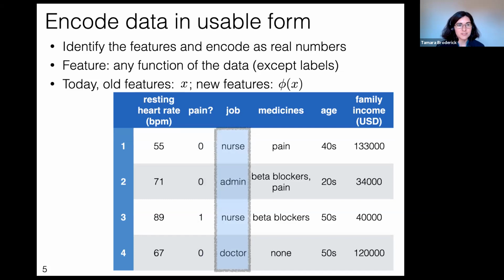Let's look at jobs. With jobs, there are a bunch of different jobs, and we're imagining here for the moment that these are jobs within the hospital. So we might be looking at things like nurse, administrative assistant, doctor, pharmacist, and so on. So we're going to explore some ideas for how we might turn this into numbers.